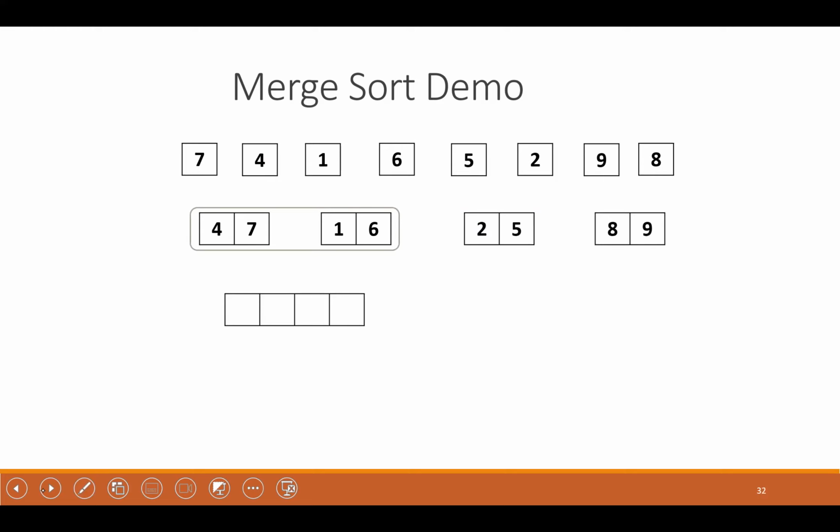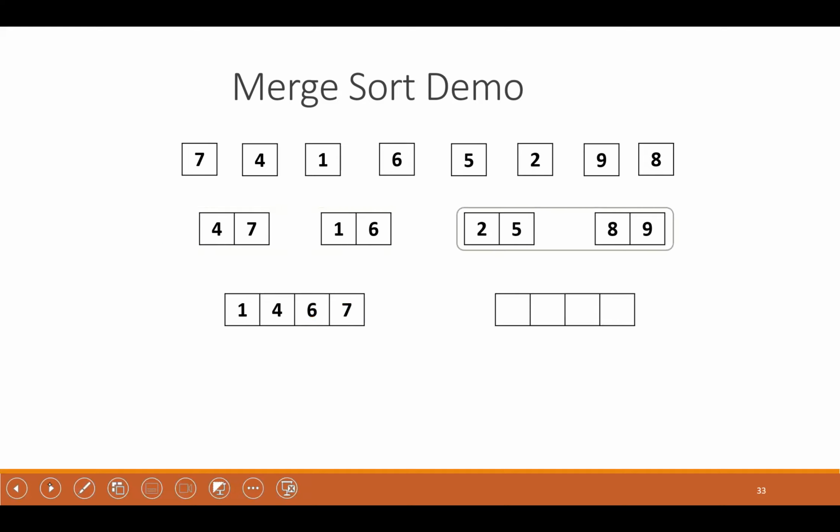Okay. Now that that step is done, I had originally made a call on Mergesort on this list 7416. Now these 2 sublists are returned sorted. Now I'm going to merge them. So I use the old algorithm. I have a pointer to the start of each one. Well, 1 is less than 4, so I'm going to put that first. 4 is less than 6, so I will put that next. 6 is less than 7, so that goes next. And then I have a 7 left here.